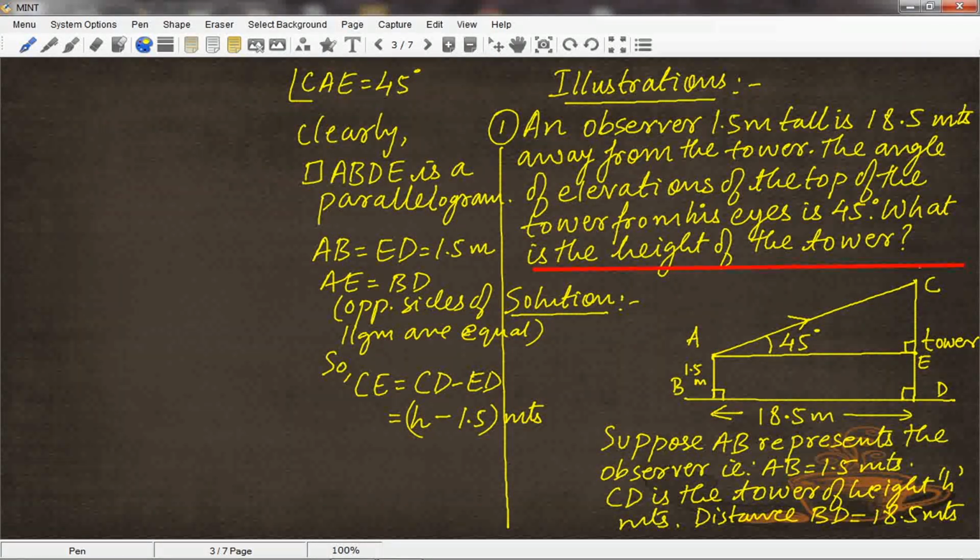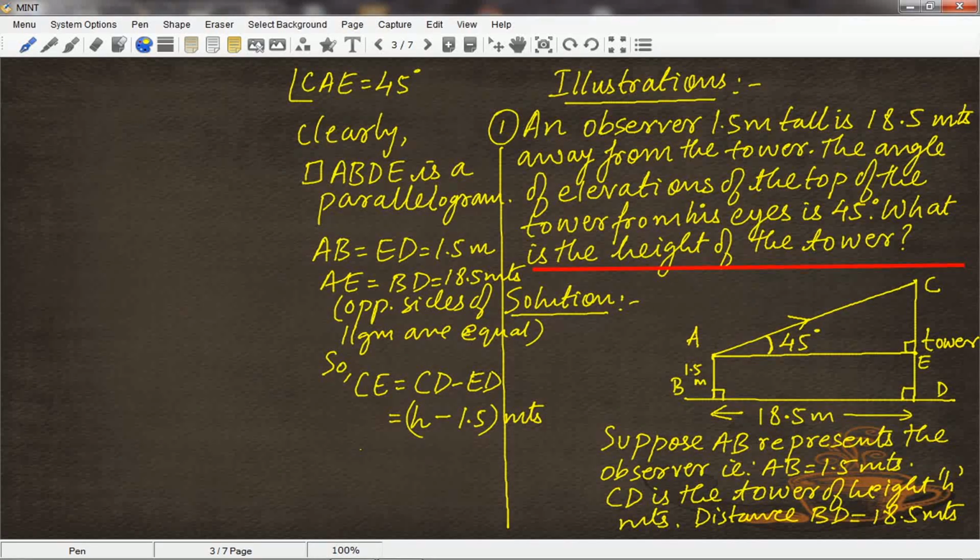Angle CAE is 45 degrees. और आपको निकालना है H की वैल्यू, यानी CE is H minus 1.5. तो H is involved in CE. So of course we want to involve CE, and AE is known because BD is known. AE is equal to BD is equal to 18.5 meters each. So definitely, what will be the choice of trigonometric ratio for this? Either tan or cot. So next step is, ये डायग्राम का एक्सप्लेनेशन हो गया, पैरेललोग्राम भी बता दिया, पैरेललोग्राम से अपोजिट साइड इक्वल मिल गए, उससे हमने CE की लेंथ निकाल ली.